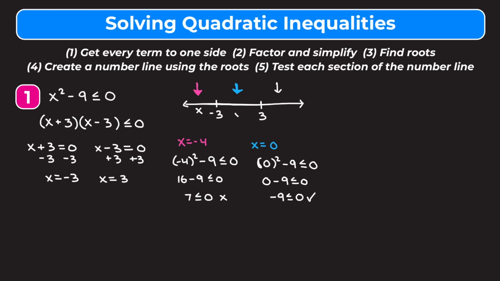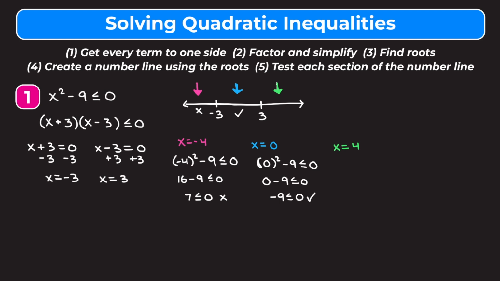So I'm going to put a check mark at this part of our number line. And then finally, we need to test something for the right part of our number line. So we'll put that in green. So we need something greater than 3. So let's just test x equals 4.